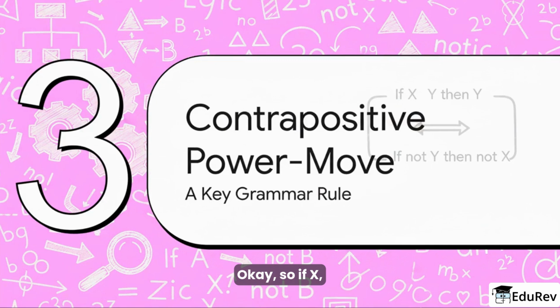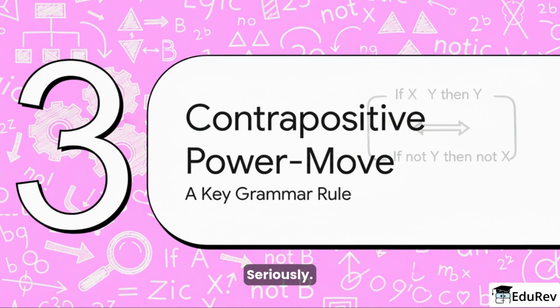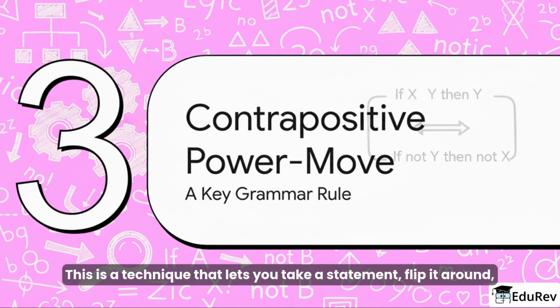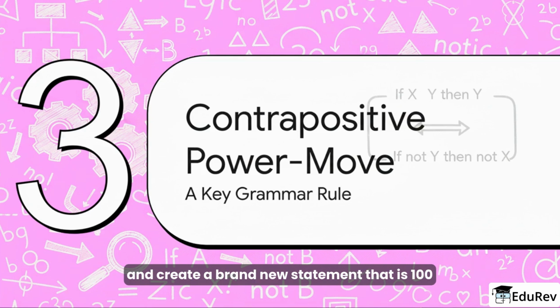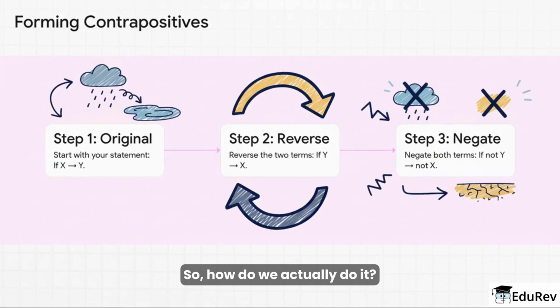Okay, so if X, then Y is the basic grammar, then the contrapositive is your first big power move. Seriously, this is a technique that lets you take a statement, flip it around, and create a brand new statement that is 100% logically identical to the original. Mastering this is an absolute game changer on the UCAT. So how do we actually do it? It's a really simple 2-part move.